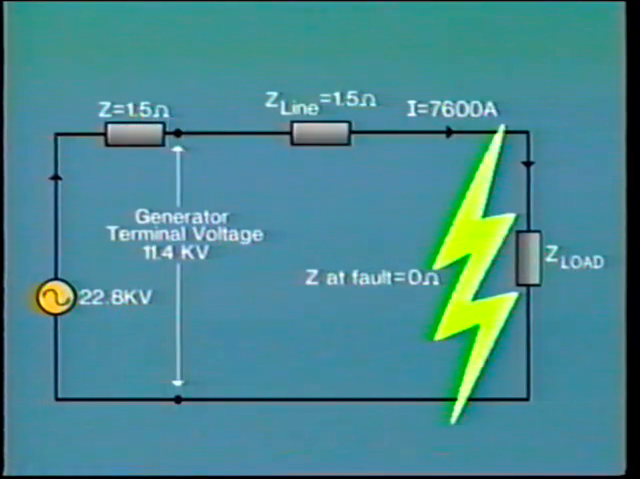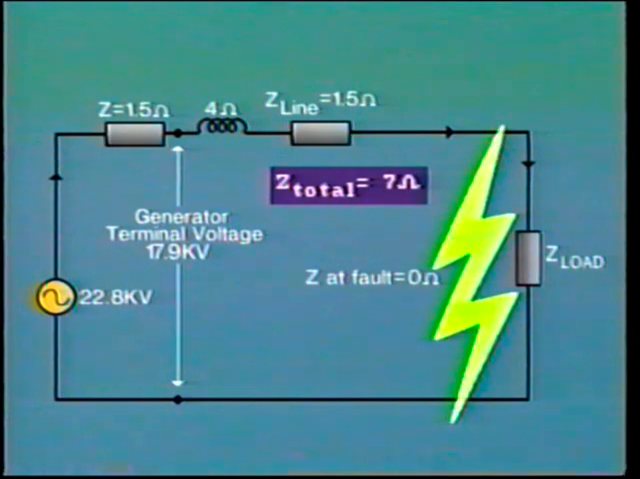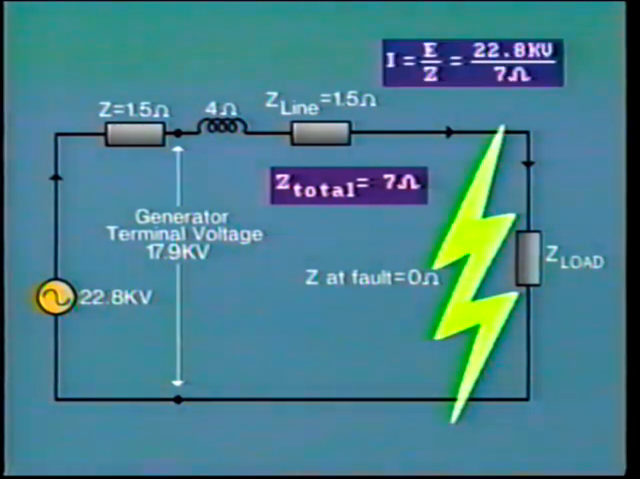Of course, this very high current flow could not be sustained for long, as it would soon damage the generator windings. Thus, the protection devices would be set to trip the faulty line for this condition. The value of fault current would also be lower if the circuit contained more impedance. For example, suppose we add a 4-ohm reactor in the line. In this case, the total impedance in the single-phase circuit comes to approximately 7 ohms, and the fault current is now reduced to approximately 3,250 amps.